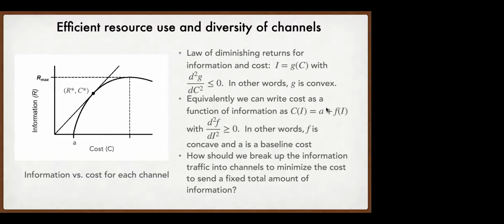To keep a neuron alive or to keep your computer on, you always have to consume some power. So that's the baseline cost A. Given this, it's a very, very general thing that the bang for the buck, the information as a function of cost, is going to be a convex function of this kind, or the cost as a function of information is going to be a concave function. So given this very general fact, how should we break up the information traffic into channels to minimize the cost required to send a fixed total amount of information?